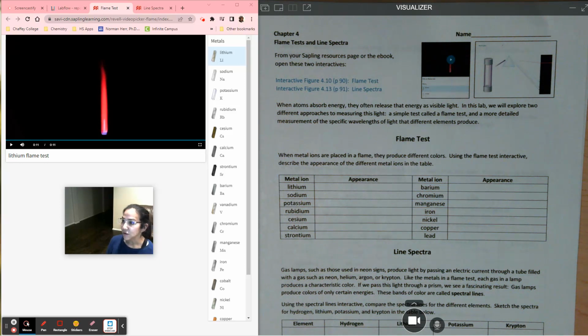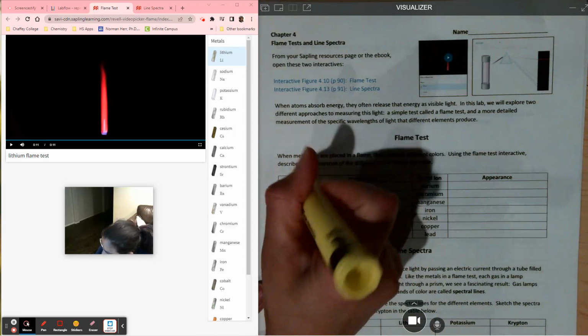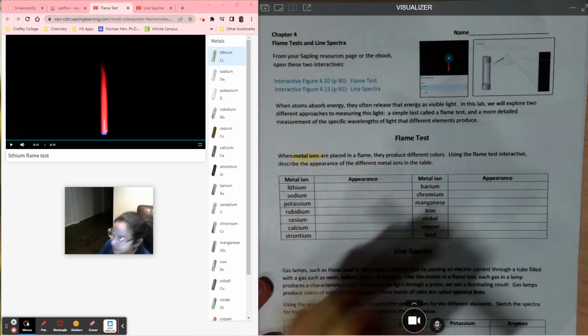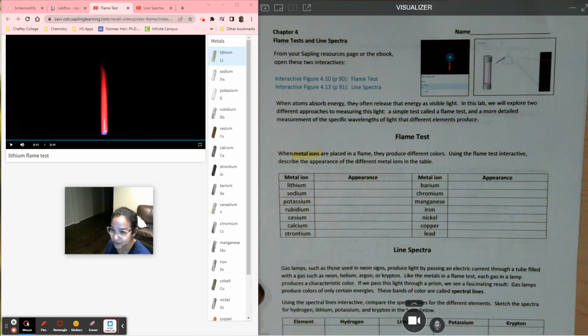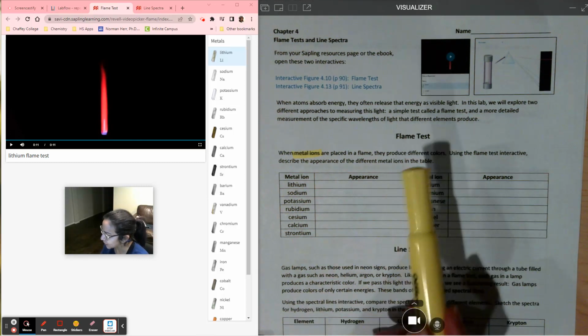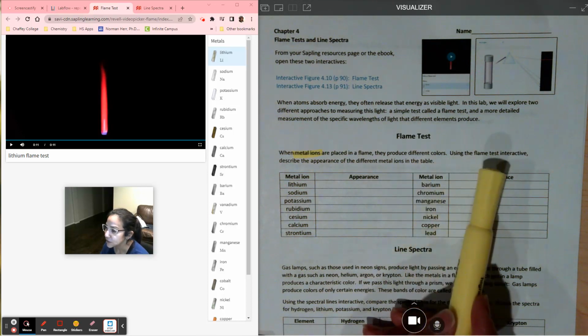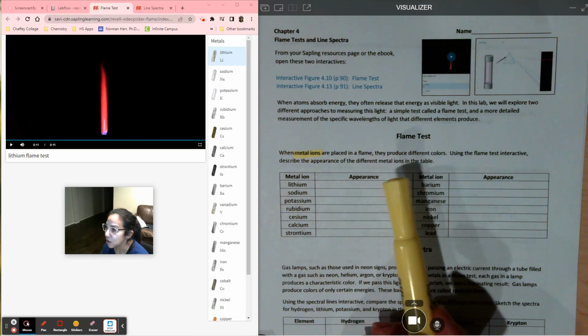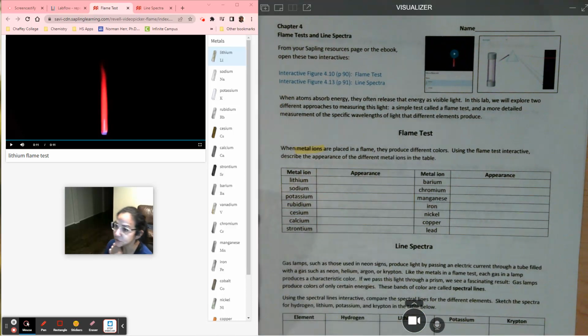Okay, so the flame test. When metal ions are placed in a flame, so we're placing metal what? Metal ions. Not just any metal, it has to be ions. And if we remember, an ion is an atom that has lost or gained electrons. So you're going to put that on a flame and it's going to produce a different color. So using this test, we're going to be able to figure out what color they're producing.